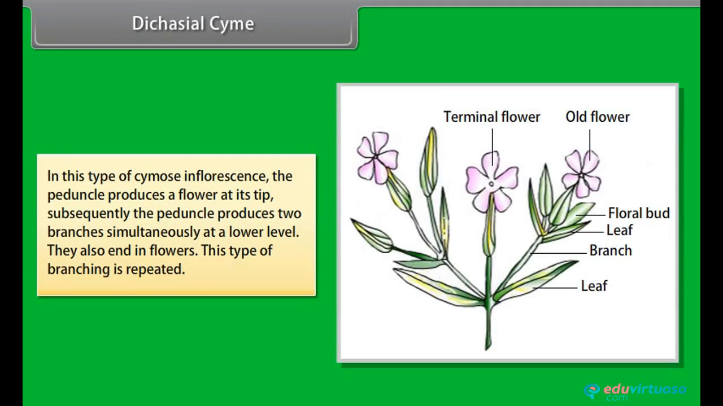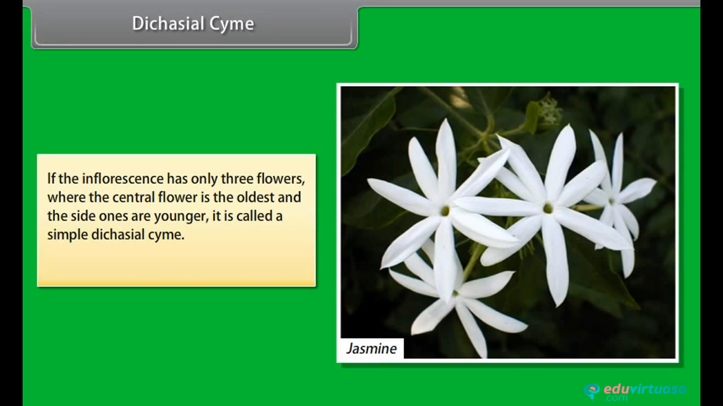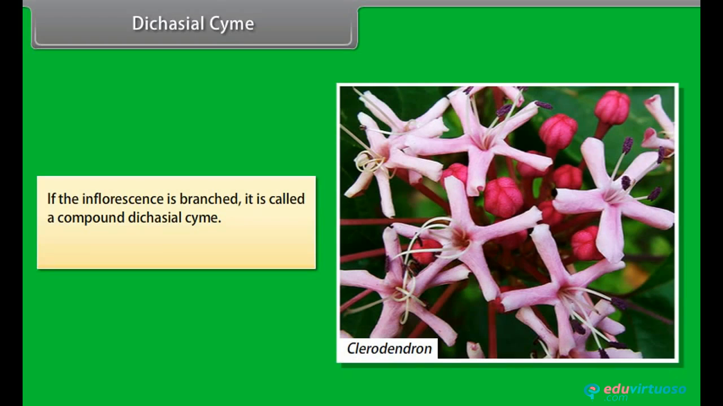Dichasial Cyme. In this type of Cymose inflorescence, the peduncle produces a flower at its tip. Subsequently, the peduncle produces two branches simultaneously at a lower level. They also end in flowers. This type of branching is repeated. If the inflorescence has only 3 flowers, where the central flower is the oldest and the side ones are younger, it is called a simple dichasial cyme. Example, jasmine. If the inflorescence is branched, it is called a compound dichasial cyme. Example, clerodendron, ixora.